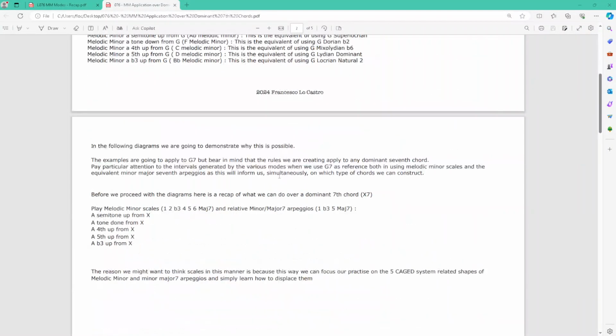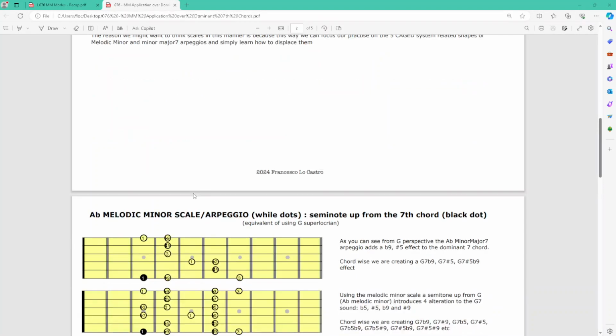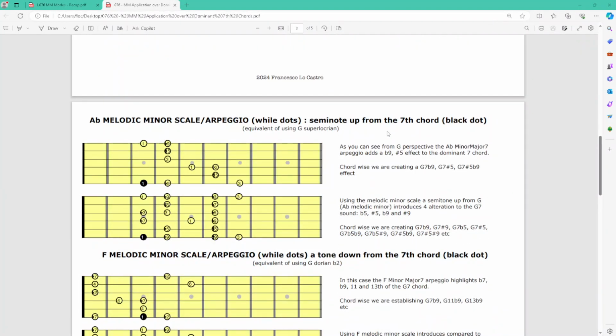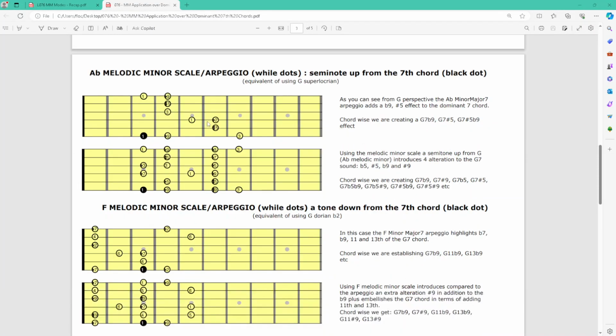As you can see, these are different sounds compared to Mixolydian. And if we look at the PDF in the following pages, first you have a recap of what we just discussed, and then you have each individual mode examined and discussed. So, for example, over G7, if I go a semitone up, and the G is represented by this root note here, and here is the minor major 7 arpeggio, a semitone up from G in this case, so A flat melodic minor, and also A flat melodic minor as in scale.